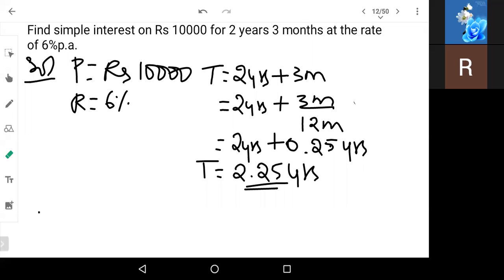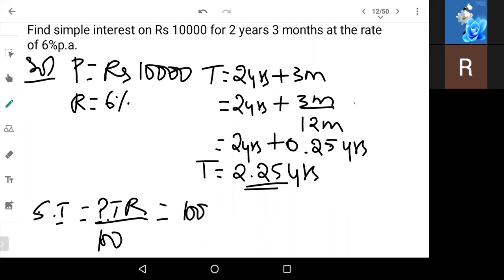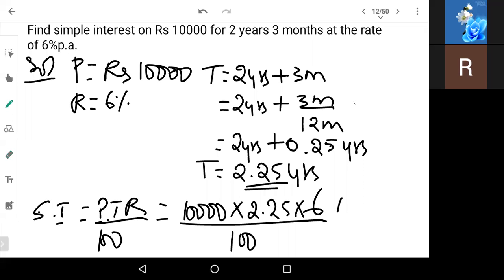Okay. Now find out simple interest. Simple interest is PTR by 100. So 10,000 into 2.25 into 6 divided by 100. What is the simple interest? Who can tell me the answer?